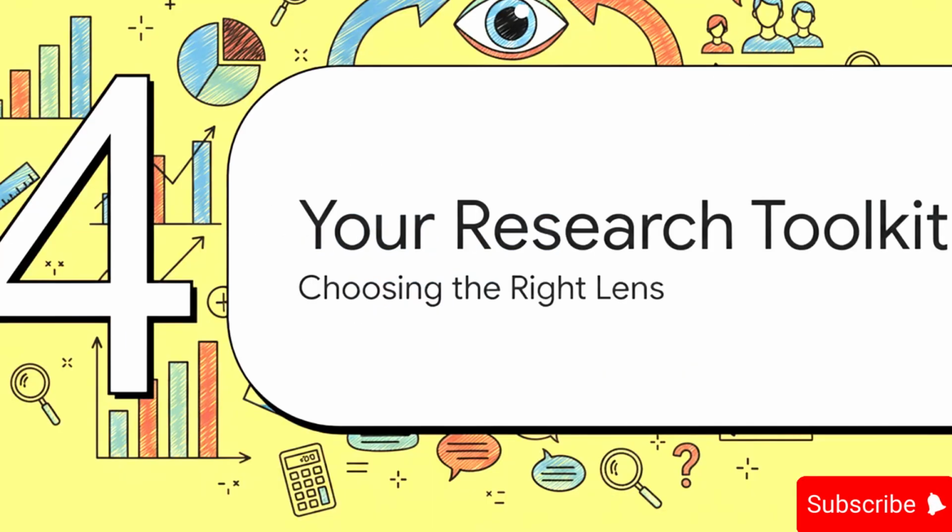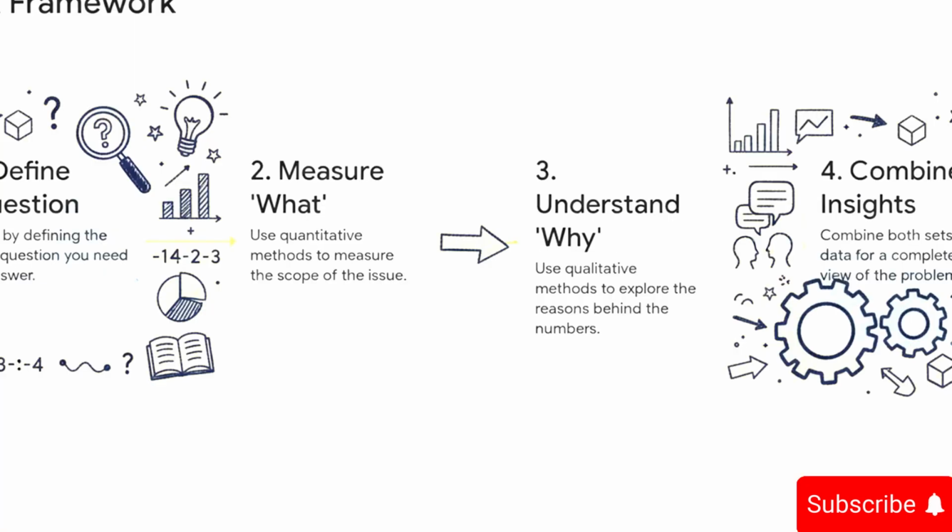So let's tie this all together and build a simple, practical toolkit you can use. This is all about knowing how to get the full story, every single time. It's really just a simple 4-step process. First, always start with your core question. What is it you really need to figure out? Second, grab your quantitative lens to measure the what and see how big the issue is. Third, switch to your qualitative lens to understand the why behind it all. And finally, step 4, put it all together. Combine those insights and you'll get a real 3-dimensional view of the problem.